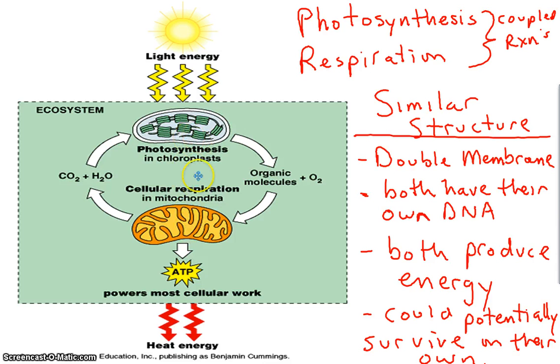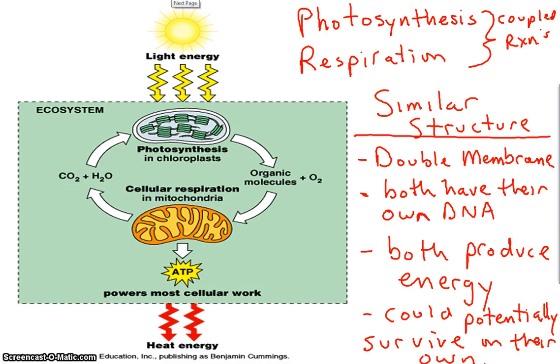Now, if we look at them side by side, the chloroplast and the mitochondria, we notice that they've got a very similar structure. They both have a double membrane. They both have their own DNA, and we'll talk specifically about mitochondrial DNA and genetics, and how that is becoming an important tool to track relatedness and the ancestry of humans in particular. They both produce energy, and they could potentially survive on their own. They could be a self-sufficient cell in one way.